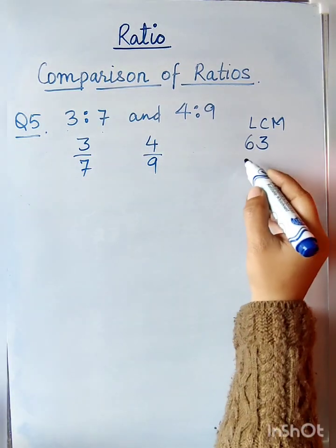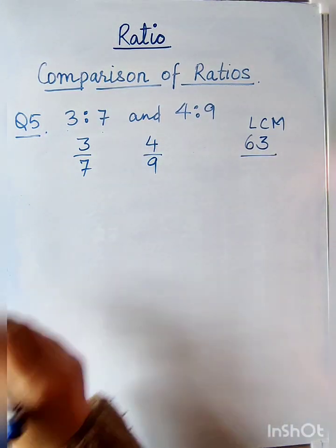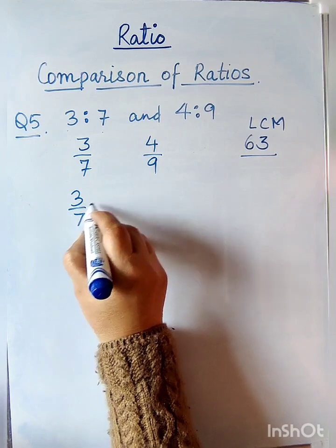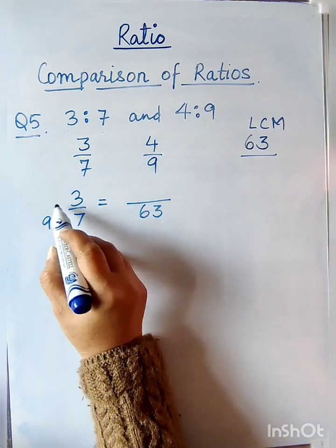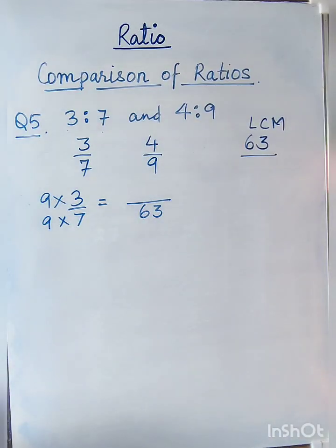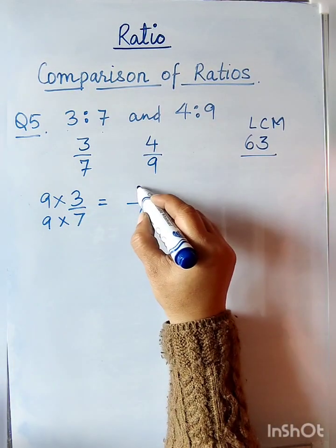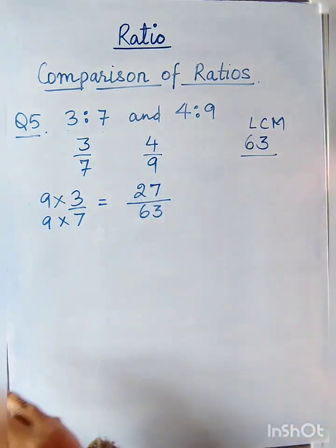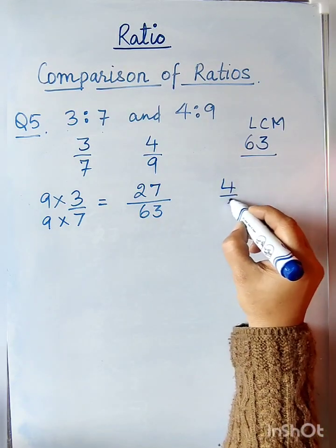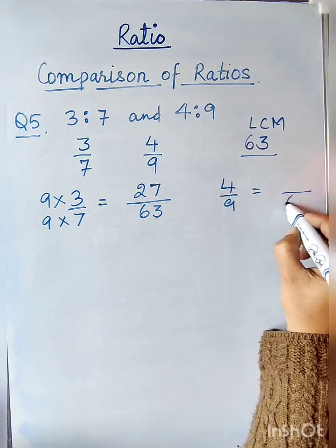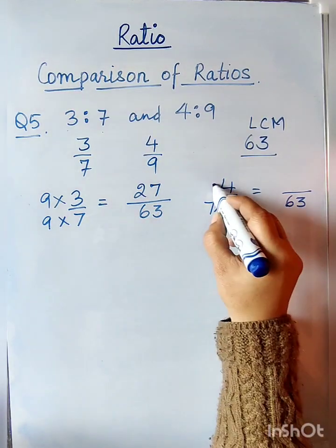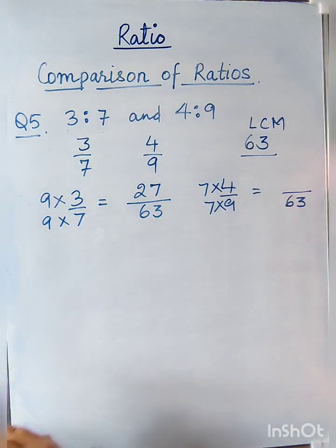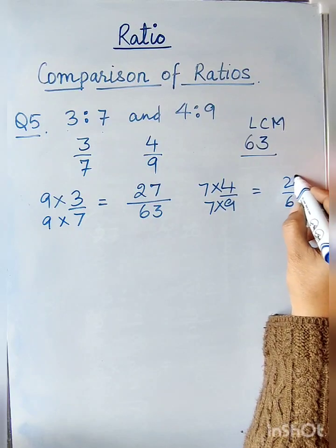Changing each fraction to the denominator 63. So for 3 by 7 to become 63, I have to multiply 7 by 9. Therefore, I will also multiply the numerator by 9. 9 times 3 gives me 27. For 4 by 9, I have to change the denominator to 63. Therefore, I will multiply the denominator by 7, and also the numerator by 7. So 4 sevens are 28.